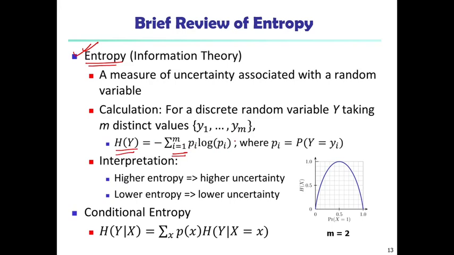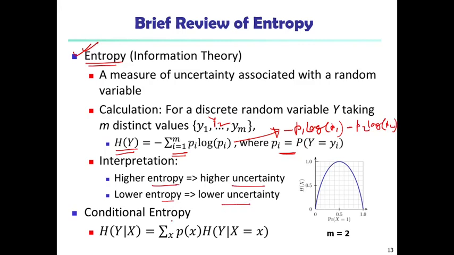If you just open this summation, what will it become? It will become p1 log p1, and let's say only two distinct values are there for the variable y, y1 and y2. So in this case, it is minus p1 log p1 minus p2 log p2, where pi is equal to this. The interpretation is: higher entropy, higher uncertainty; lower entropy, lower uncertainty.